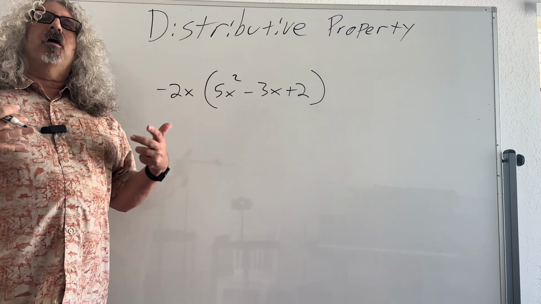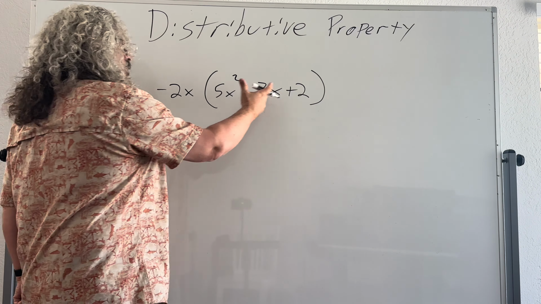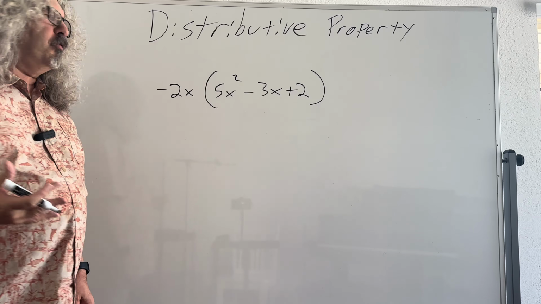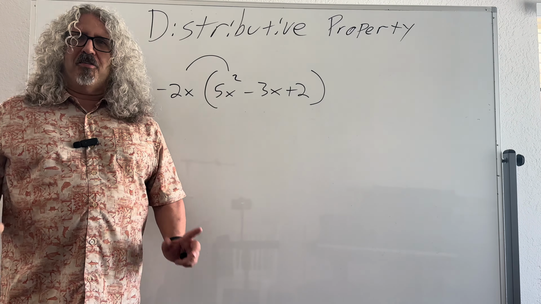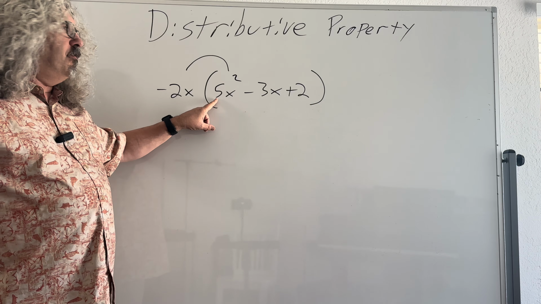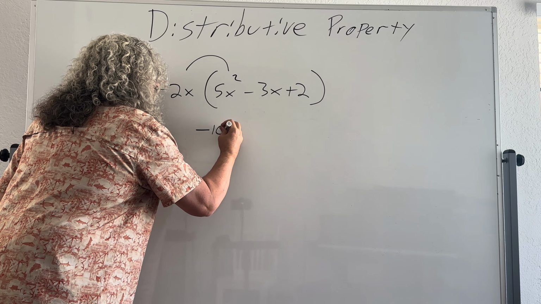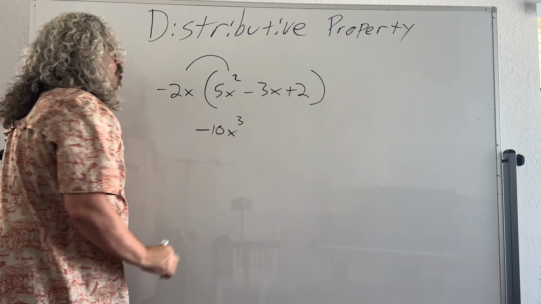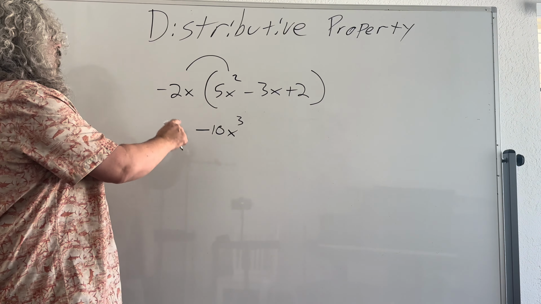So remember, you're trying to multiply the outside by everything on the inside. So since I have 3 in here, I'm going to multiply by all 3. Let's start with the first one. Always say the sign, because that's going to help you. A negative 2 times a positive 5. Negative times a positive is a negative. So it's a negative 10x cubed, or to the 3rd. Okay, 1, 2, 3.